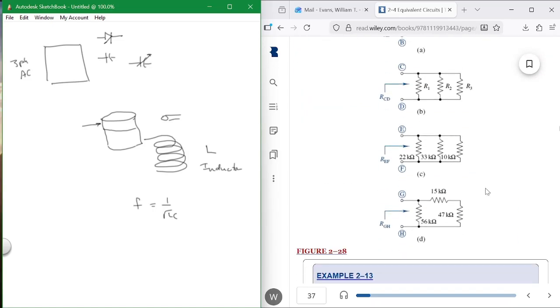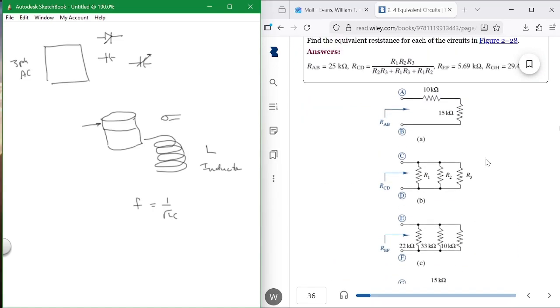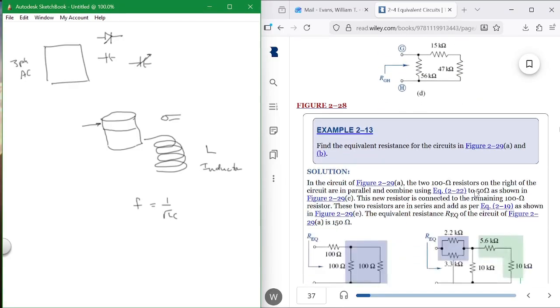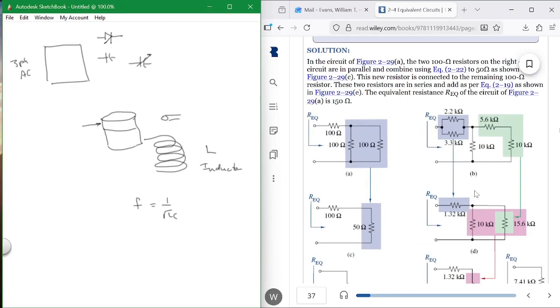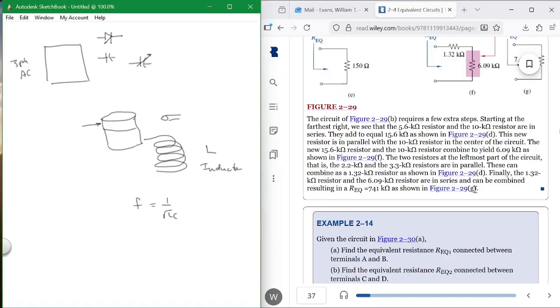Okay, now, you should be able to do this. Not a question about how to combine resistors. Any questions about that? We got some problems in this chapter about that.